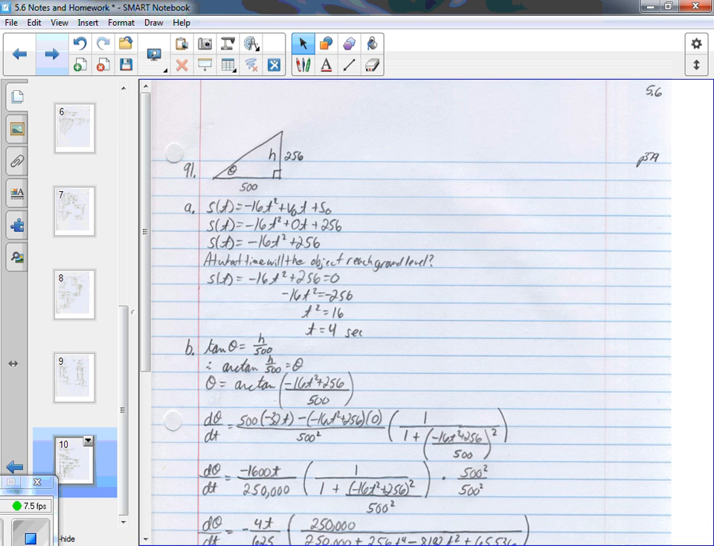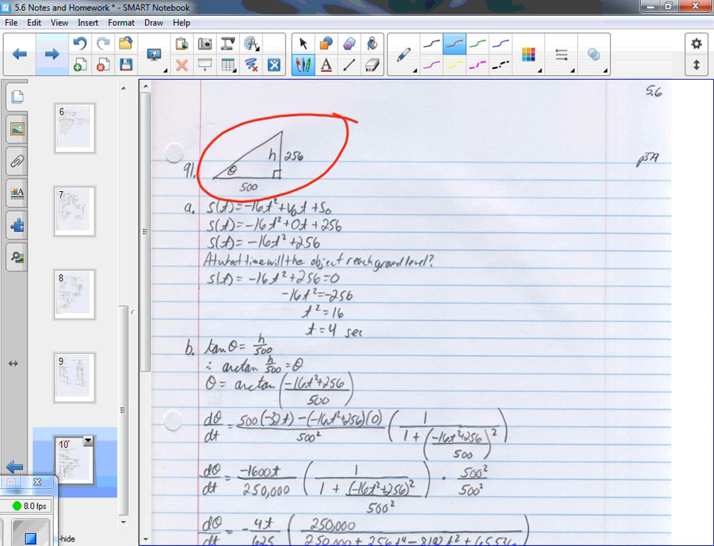In a free fall experiment, an object is dropped from a height of 256 feet. A camera on the ground 500 feet from the point of impact records the fall of the object. And then they give us that figure. Part A, find the position function giving the height of the object at time t, assuming the object is released at time t equals 0, and at what time will the object reach ground level. So let's get the position function.